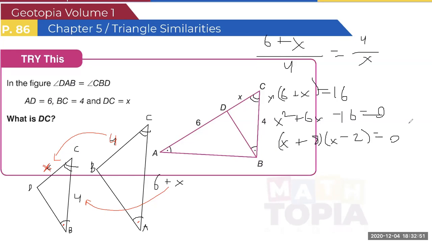Whether you use the quadratic formula, or simple guessing and checking, or factoring, like the sum product thing, doesn't matter. You'll end up with (x plus 8) times (x minus 2) is 0. And since x has to be positive, we know that x equals 2. That's what we are looking for. Great.